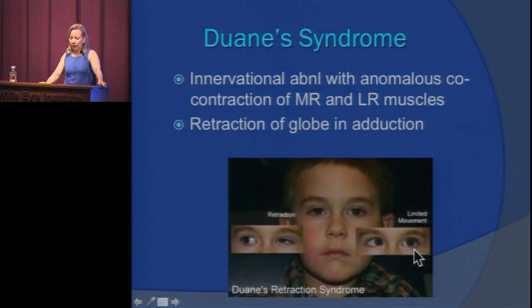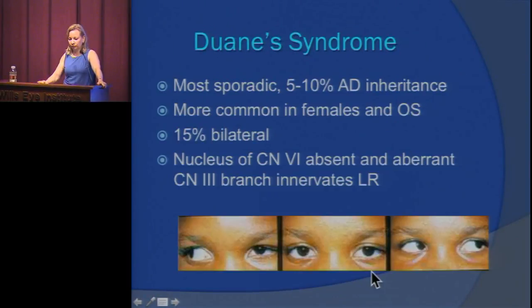And he goes into a lateral movement. You can see also a reduced abduction. So that's a type 3 Duane syndrome. Most Duane syndromes are sporadic. 5 to 10% occur with autosomal dominant inheritance. They're more common in females and more common in the left eye. 15% can be bilateral. And this is secondary to the nucleus of the sixth nerve being absent or malformed.